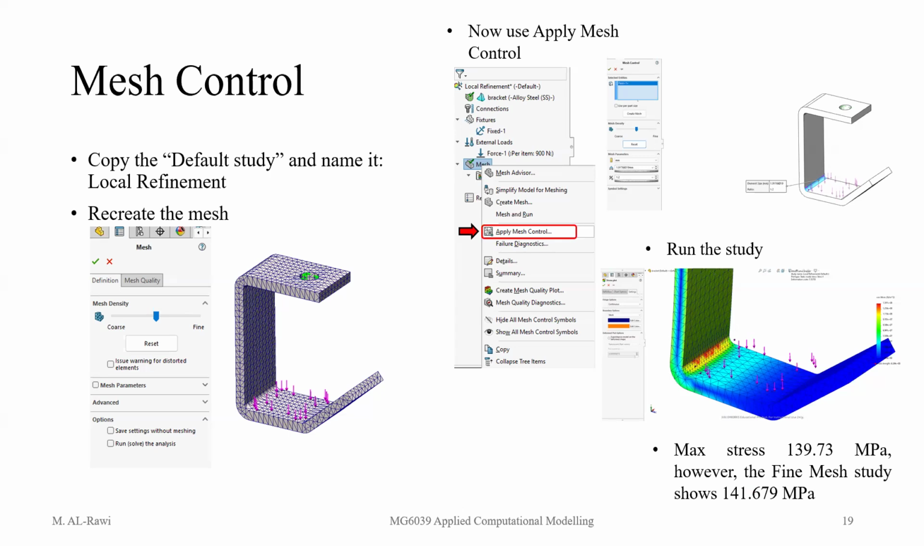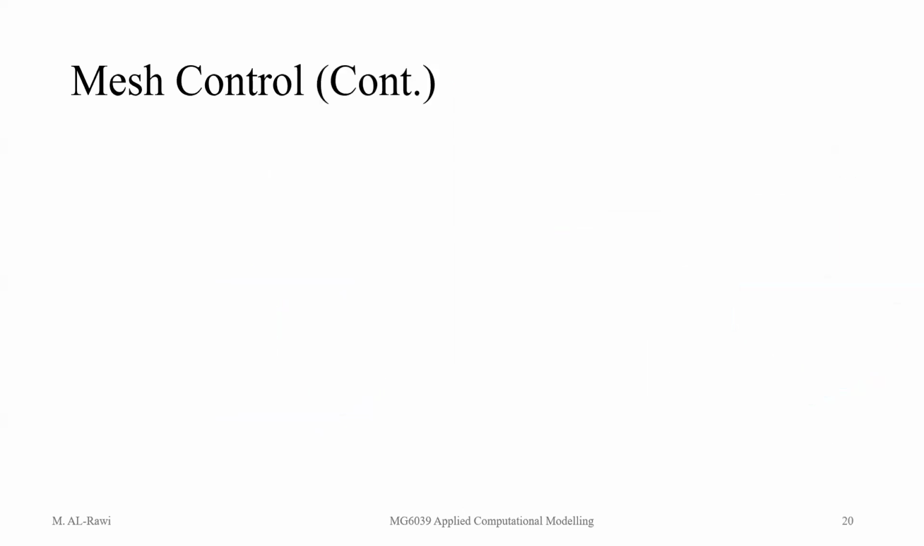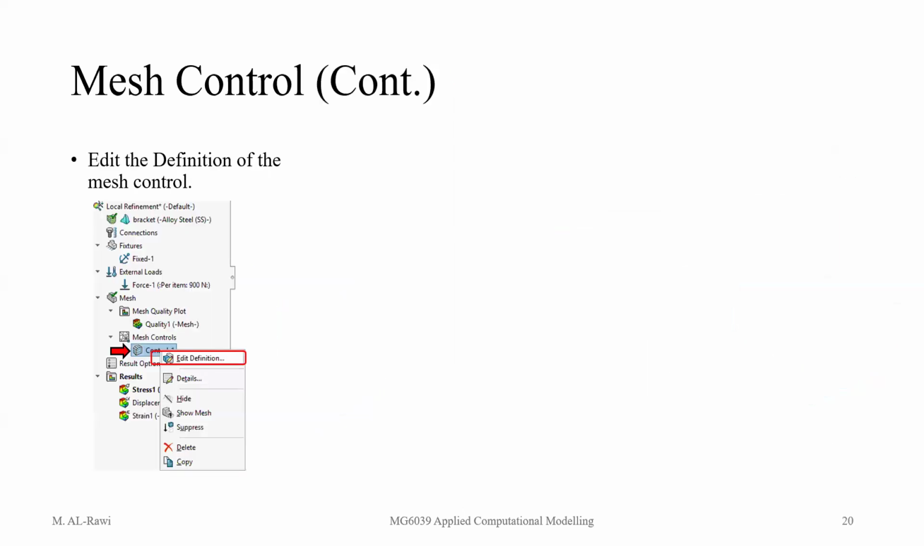So it's like, can we do more refinement? Yes. Let's try again. What do we do? Go again back to mesh control. Now under the mesh control, open that icon, extend the arrow, and right click on control 1 and edit definition for control 1.